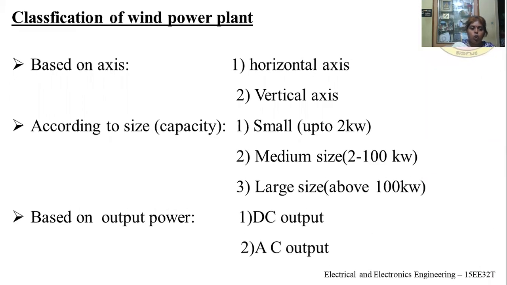Next, we move on to the classification of the wind power plant. Based on the axis, the wind power plant has been classified into two types. The first one is horizontal axis, the second one is vertical axis.